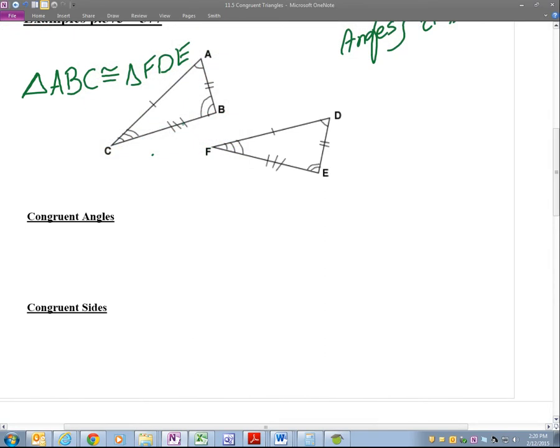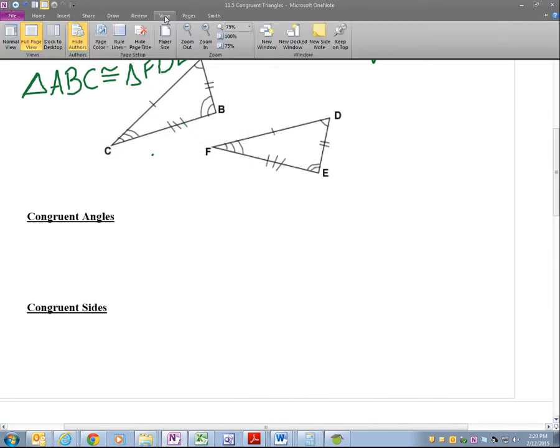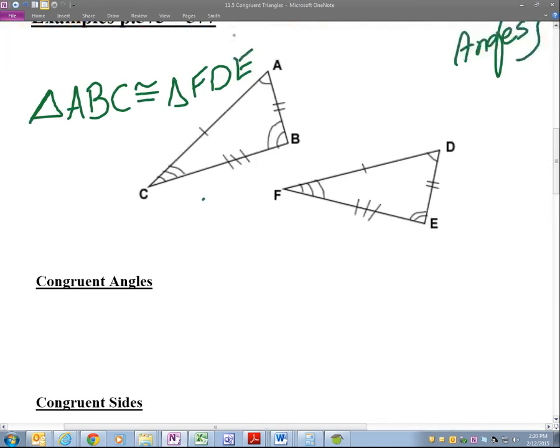Now, who's willing to take a risk? The other one is a little bit harder, but I want you to tell me how do you tell me that there are congruent angles? Sorry. I played last night, so it's sore.